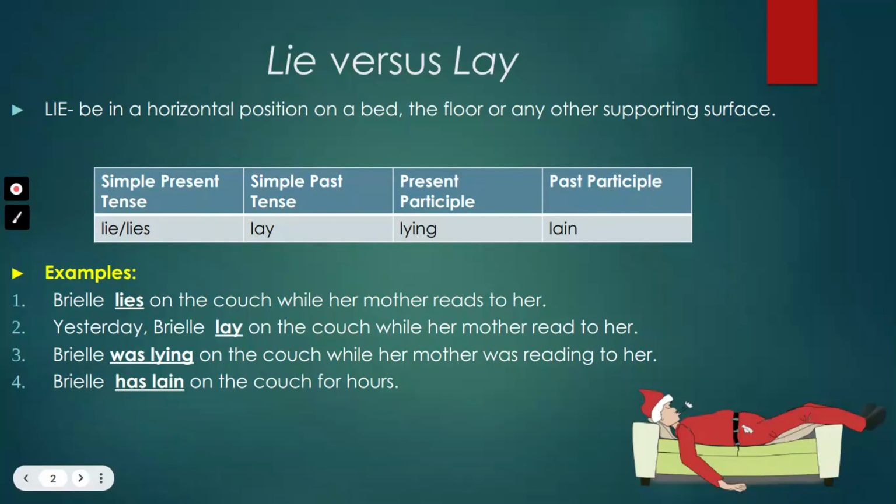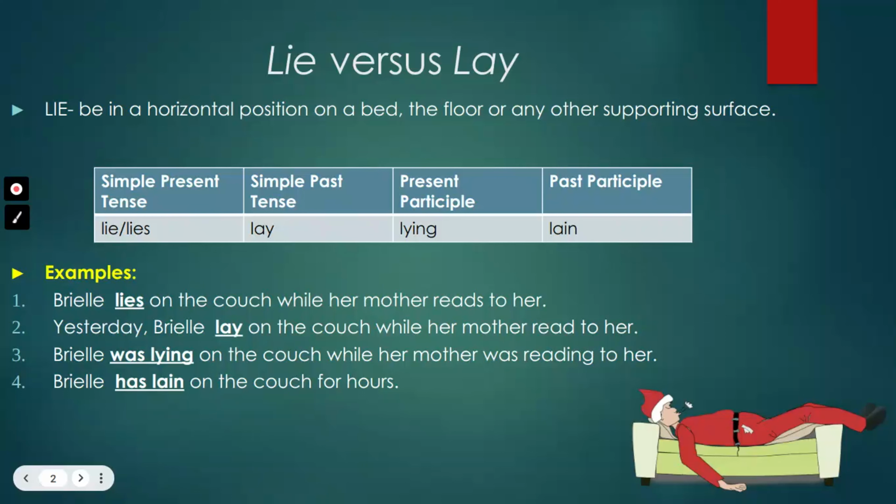We have lie or lies. I lie on the bed, but the cat lies on the bed. The simple past tense of this verb, lay. Your present participle, that form of the verb that you need to form your continuous tenses, is lying. And then the past participle is lain.